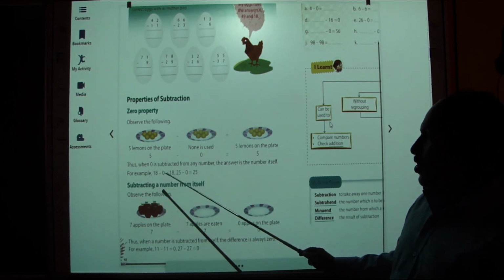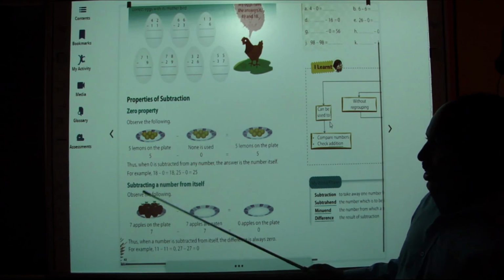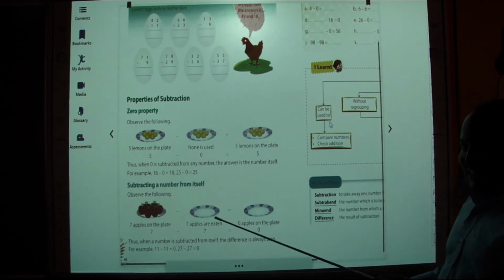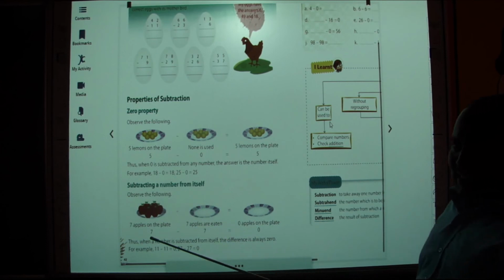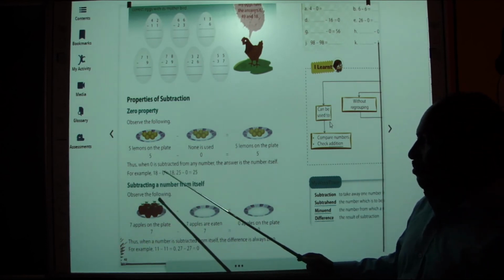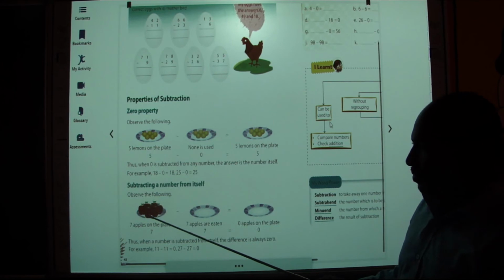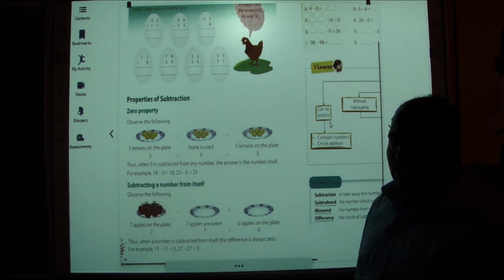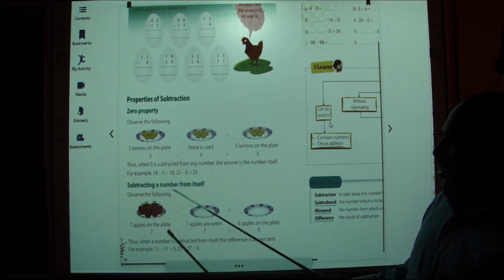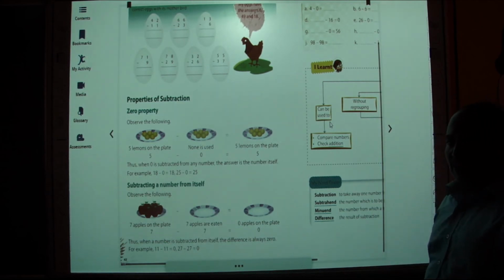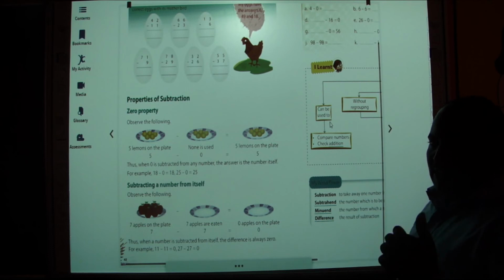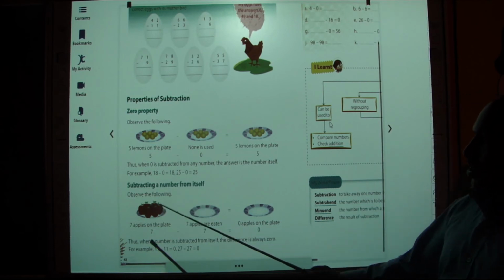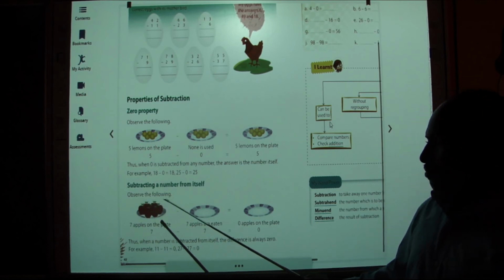Thus, when 0 is subtracted from any number, the answer is the number itself. So 5 minus 0 is equal to 5. The next, for example, 18 minus 0 is equal to 18. 25 minus 0 is equal to 25. 10 minus 0 is equal to 10. So the answer is itself.